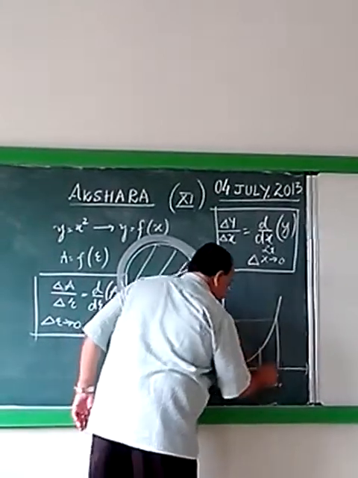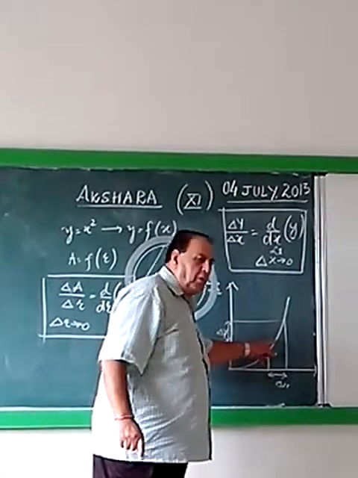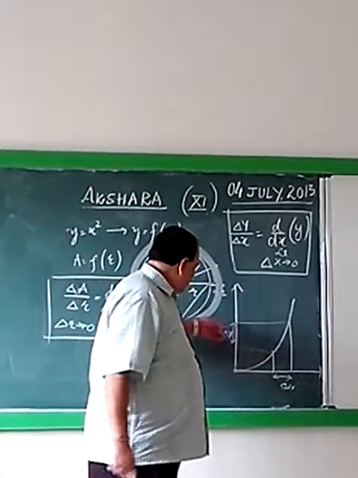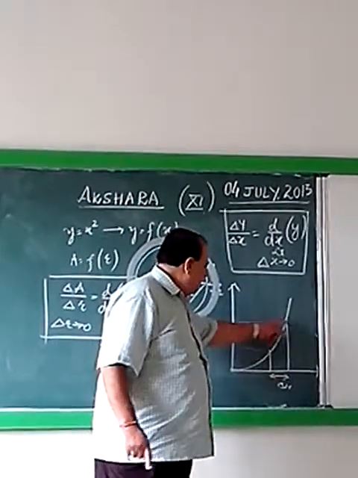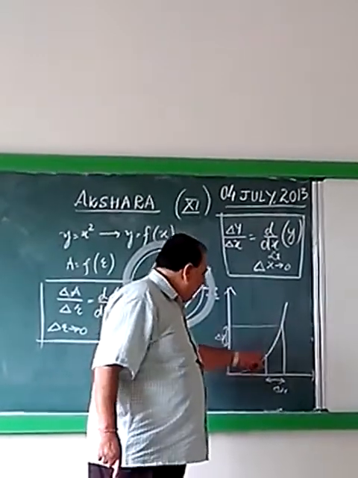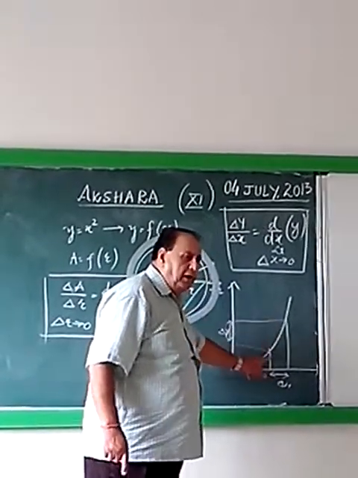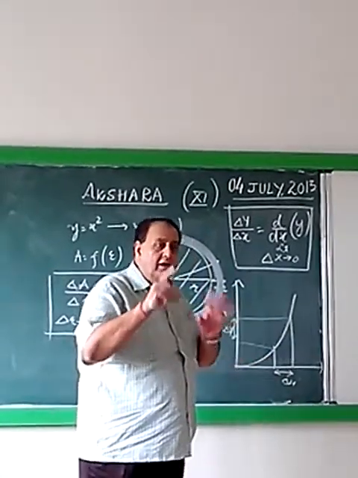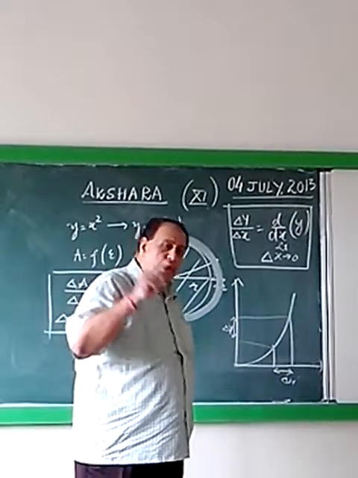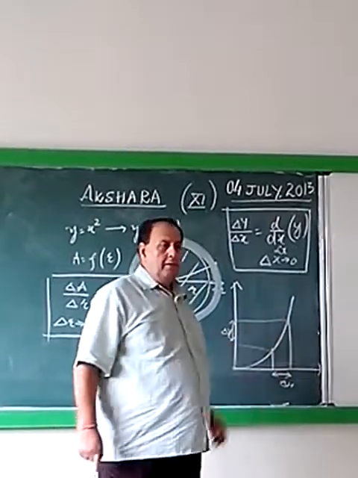The ratio of this divided by this is not a variation because there are so many points. If I want to know what is delta y naught delta x, I have to bring this point to this or this to this. If I bring this point to this, delta x will become 0. These two points will become one. And we will get some value. That value is the rate of change of y with respect to x at that point.